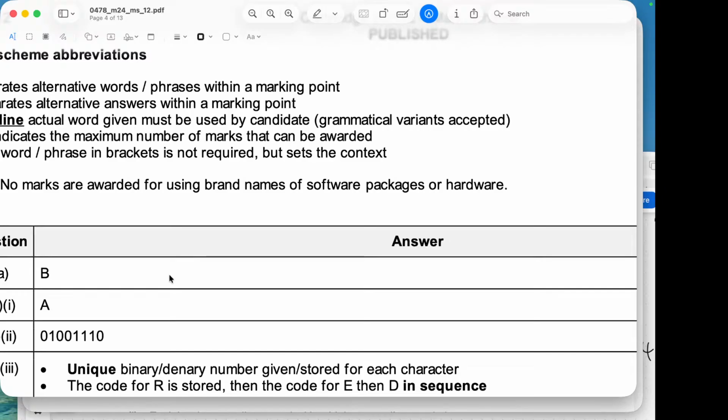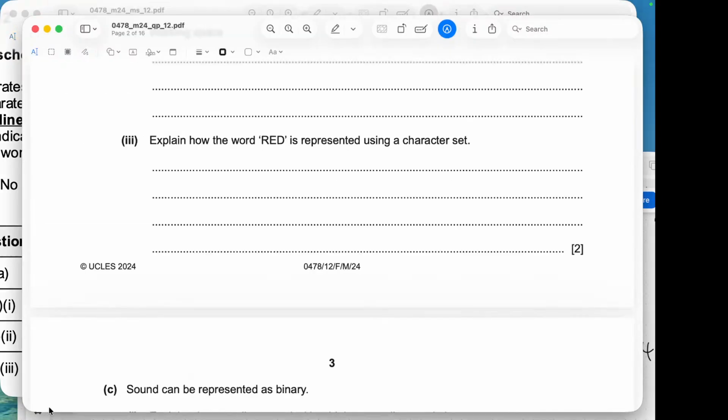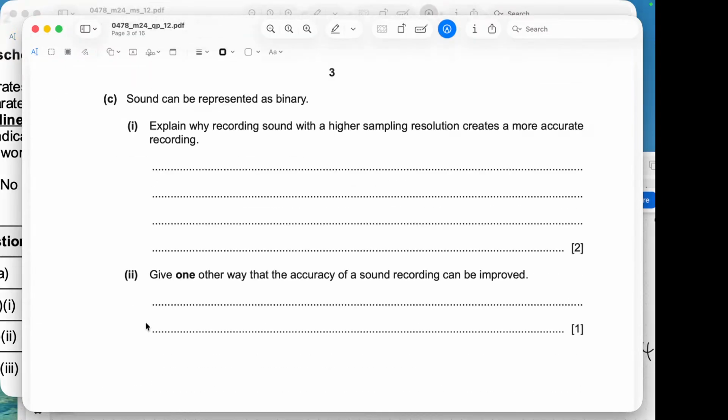Okay, next question then. Sound can be represented as binary. Explain why recording sound with a higher sampling resolution creates a more accurate recording. 2 marks. And then our final question: give one other way that the accuracy of a sound recording can be improved.